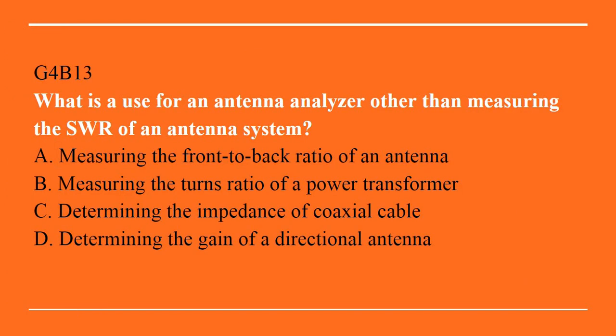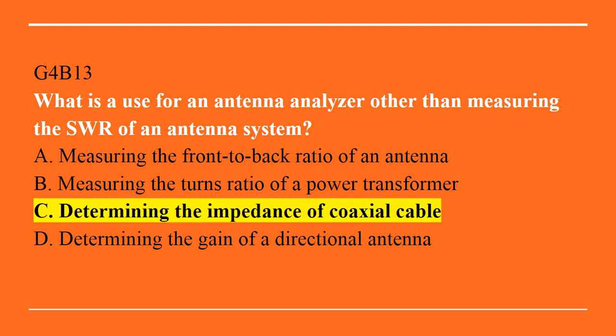G4B13, what is a use for an antenna analyzer other than measuring the SWR of an antenna system? A, measuring the front-to-back ratio of an antenna. B, measuring the turns ratio of a power transformer. C, determining the impedance of coaxial cable. Or D, determining the gain of a directional antenna. Correct answer here is C, determining the impedance of coaxial cable.